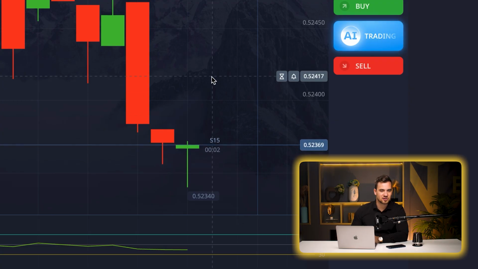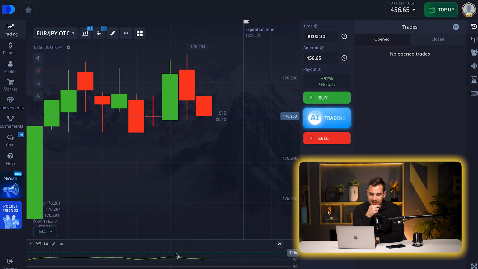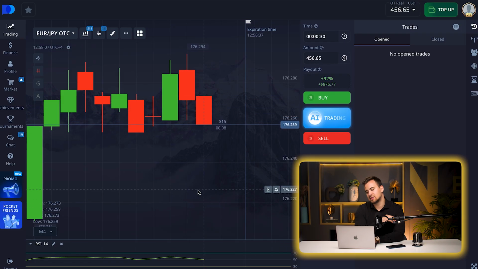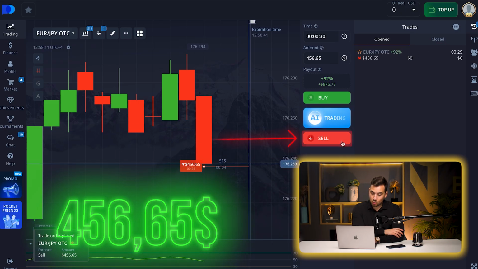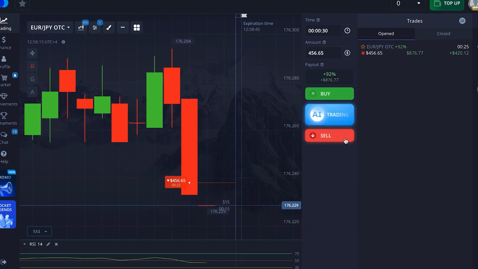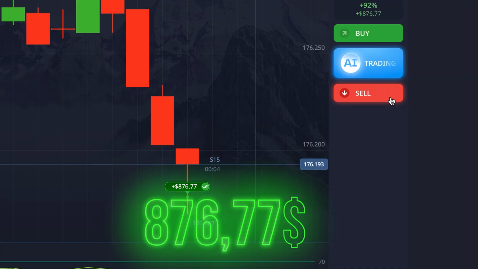Need price reaction first. Euro and Japanese yen testing resistance. RSI slightly above 70. Reversal candle forming, and I'll go short. We are waiting for confirmation. And great reversal off the zone. RSI helped catch the moment.